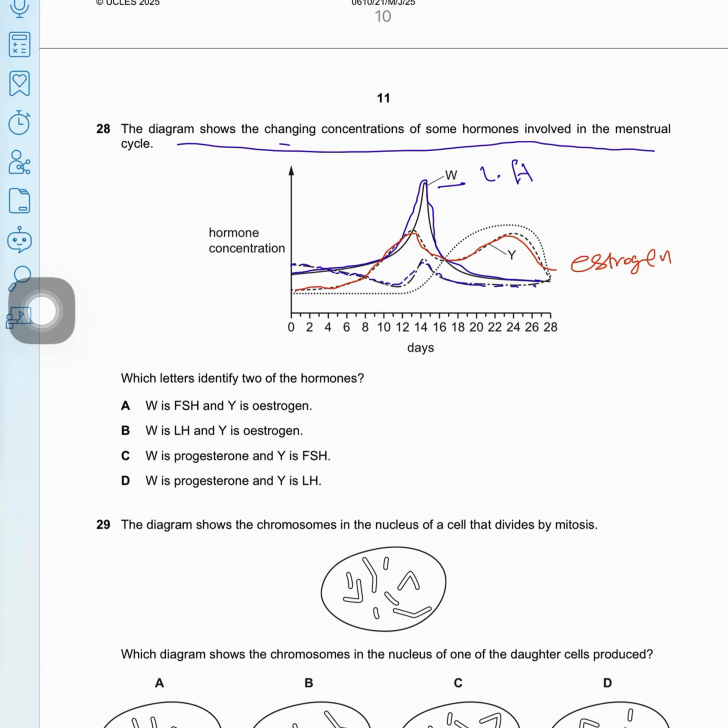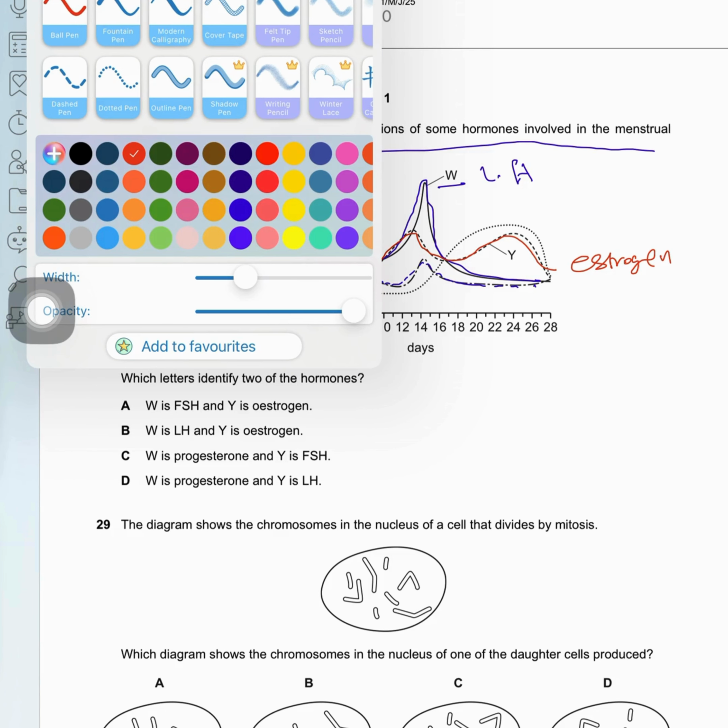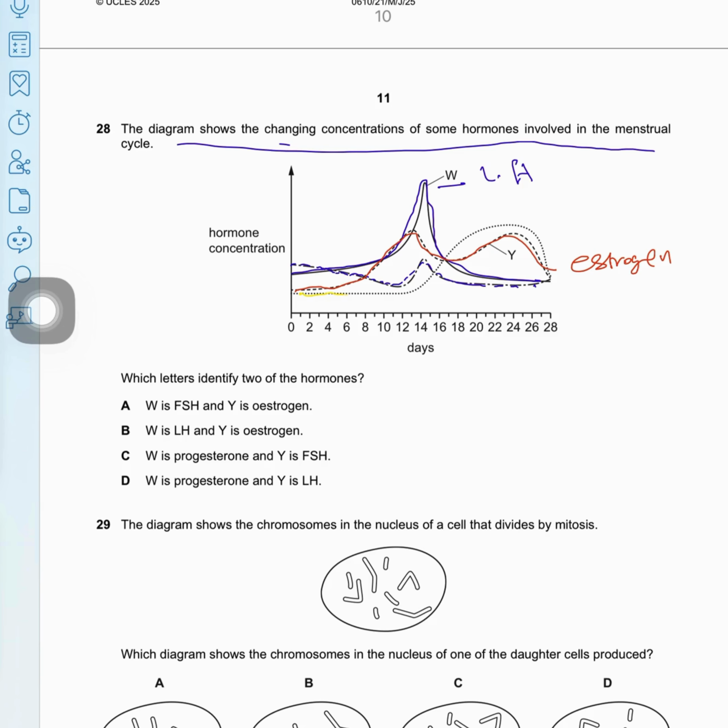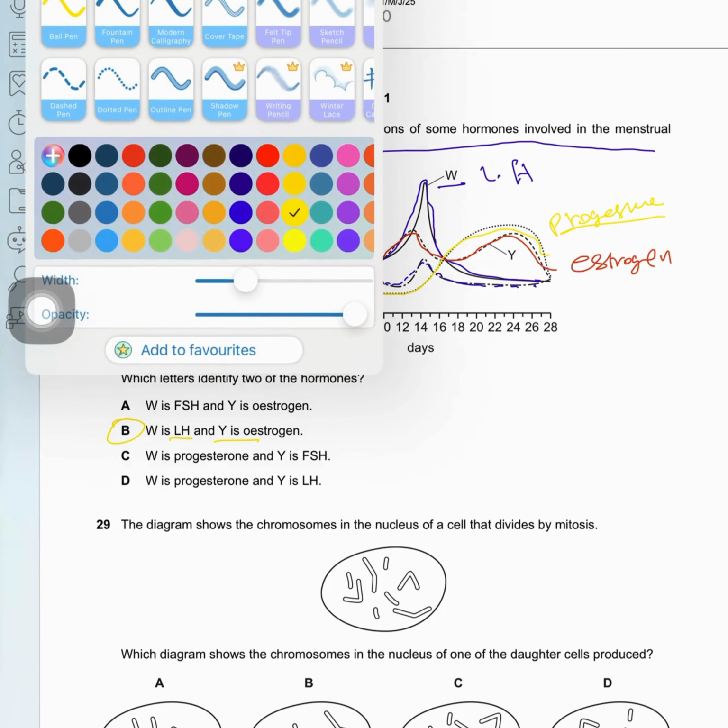Then we have this one, the one which has a peak after the 14th day and will continue increasing after what? After pregnancy, which is this hormone, progesterone. Okay, so what's W? What is Y? W is LH and Y is estrogen, so my answer is B.